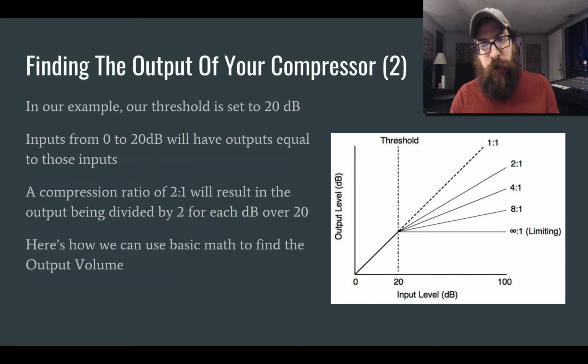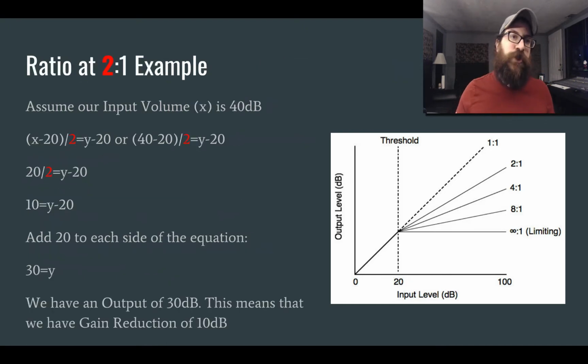So let's use some simple math to find an output. Ratio at 2-to-1. Here's the example. We're going to assume an input volume of 40 decibels. So we have our equation here. We know threshold is at 20. So we want (x minus 20) divided by 2, because anything up to 20 will not be compressed at all. It'll be a pass-through signal. And that'll be equal to y minus 20. What we do to one side, we have to do the other side of the equation. Some basic math stuff, and you'll see how this equals itself out.